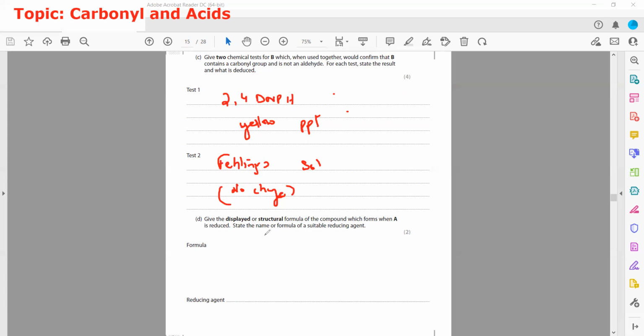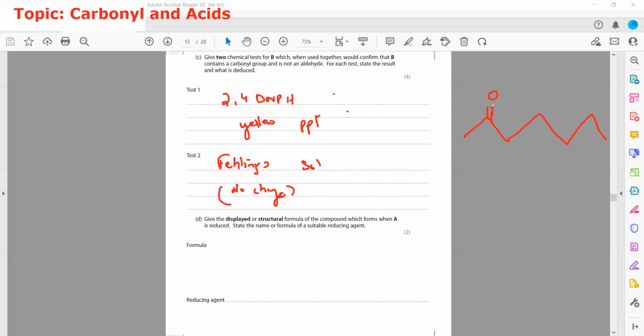Then give a displayed or structural formula for the compound formed when A is reduced. Compound A was this skeletal formula, 1, 2, 3, 4, 5, 6, 7, with a carbonyl group attached here.